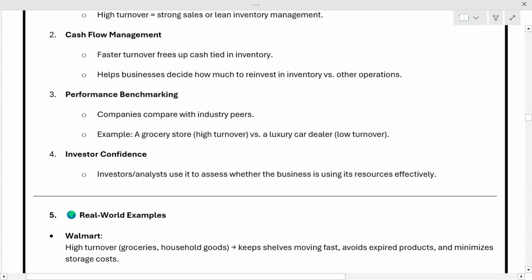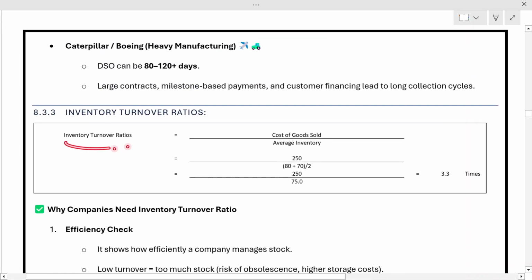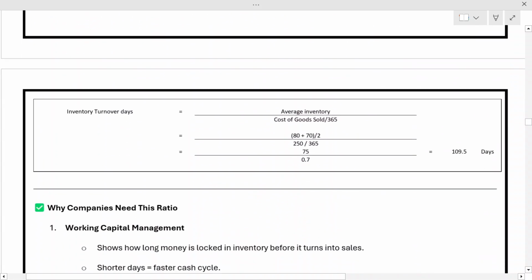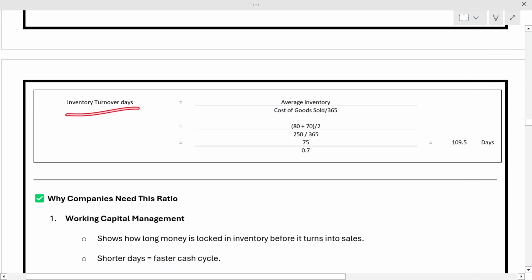The formula for inventory turnover ratio was the cost of goods sold divided by average inventory. And if you want to calculate the inventory turnover days, average inventory is above and cost of goods sold is below, and then cost of goods sold is divided by 365, so that you calculate your per day effect of inventory. Now let's go and see our average inventory and our cost of goods sold.